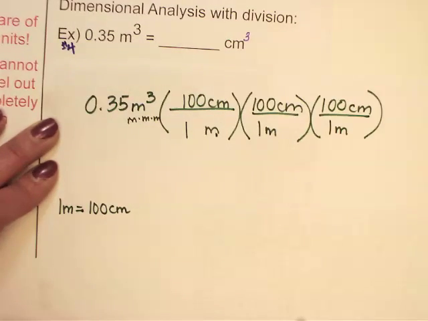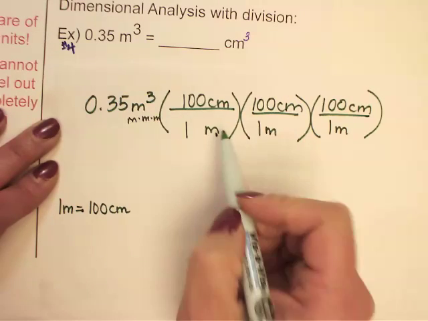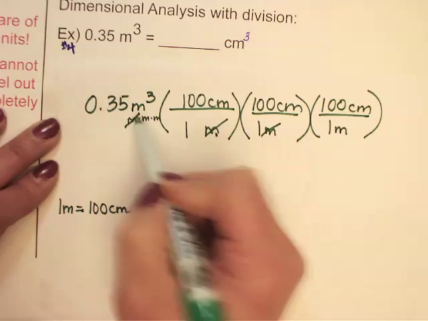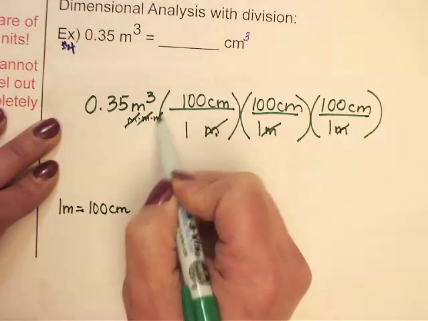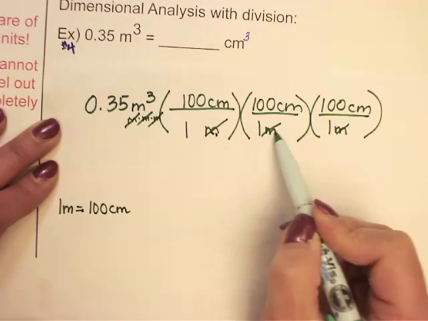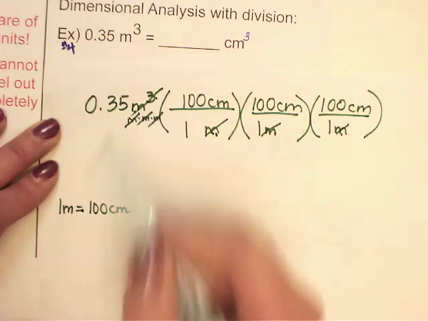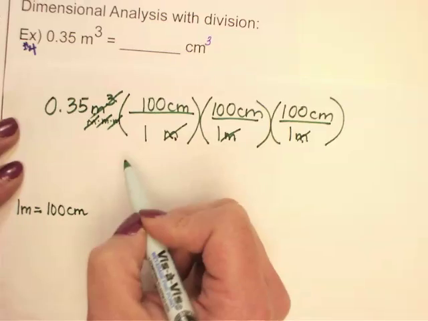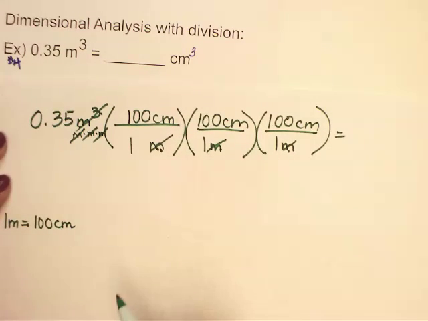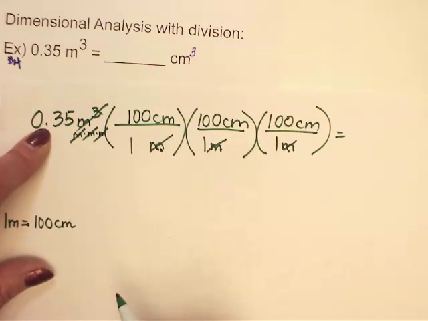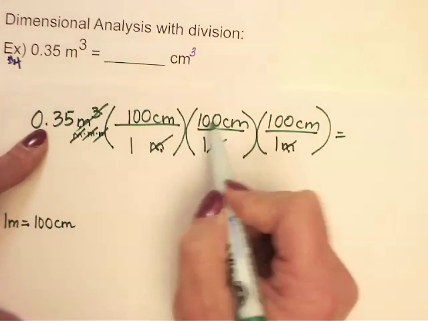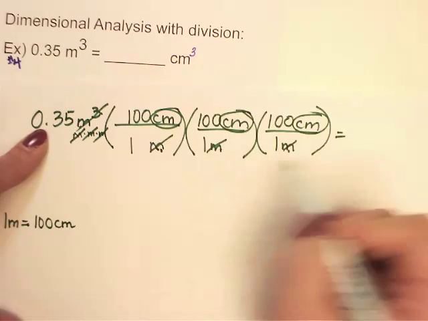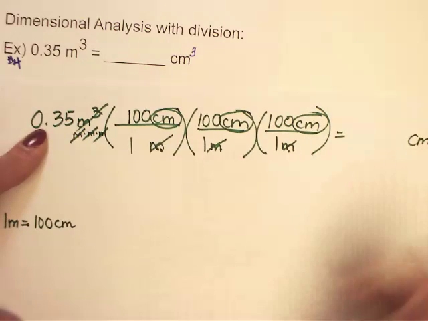And by doing that, I have meters. This meter will cancel with one of these meters. This meter will cancel with the other one, and this meter will cancel with that one. In other words, meters times meters times meters is meters cubed, so I've canceled it. So now all of this is canceled. What do I have remaining? I have 35 hundredths times 100 times 100 times 100, and notice I have centimeters times centimeters times centimeters, which gives us centimeters cubed. And that's exactly what we wanted.